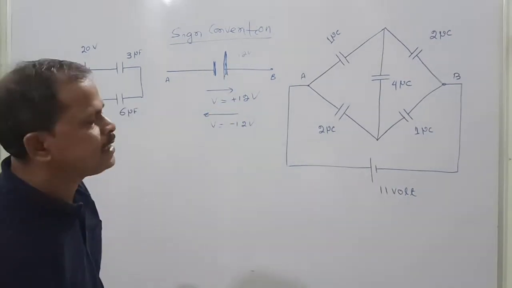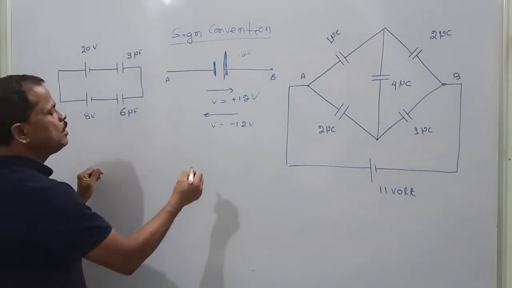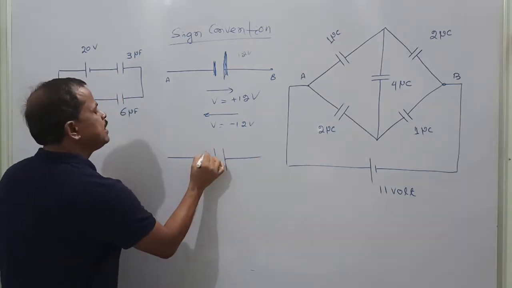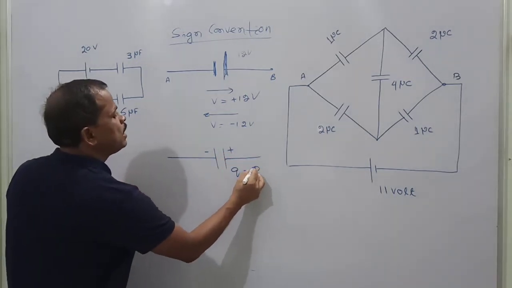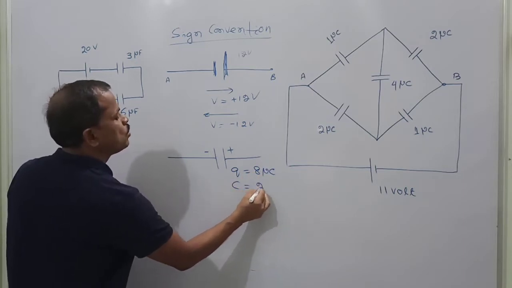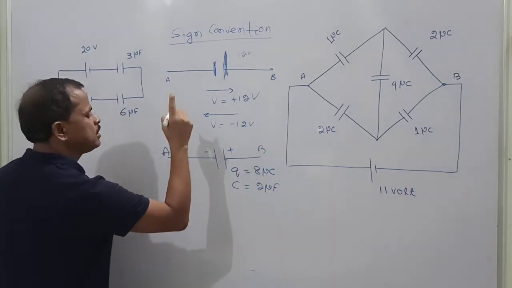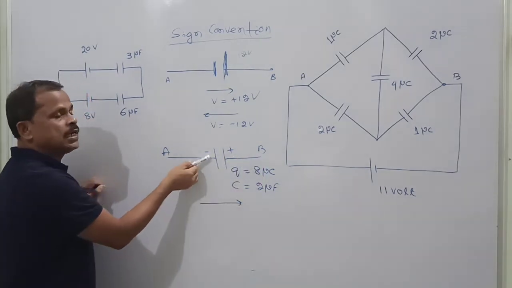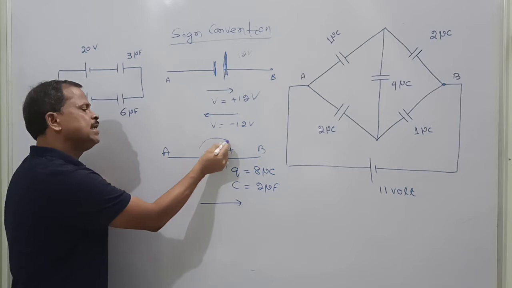Another potential is that of the capacitor, because there are batteries as well as capacitors. How to decide the potential of a capacitor? Same thing here. This is the capacitor; this plate is negative, this plate is positive. Let the charge here be 8 microcoulomb and the capacitance 2 microfarad. Now you are moving from A to B. When moving from A to B, first you meet the negative plate, then the positive plate. Negative to positive means you are gaining energy.